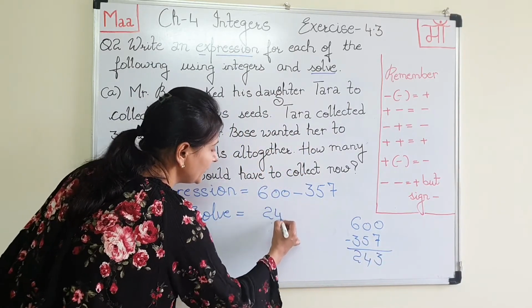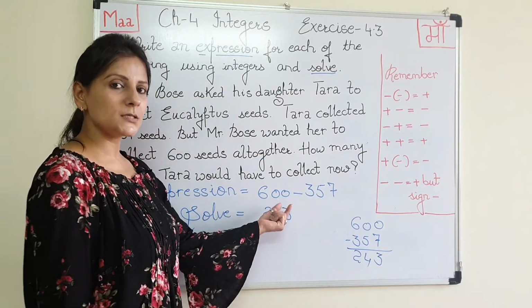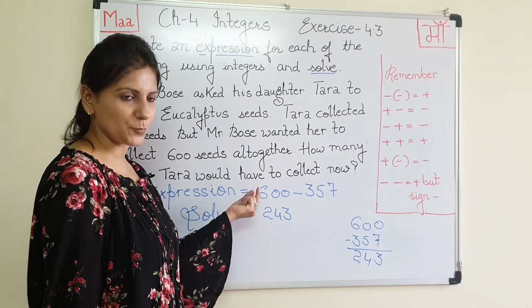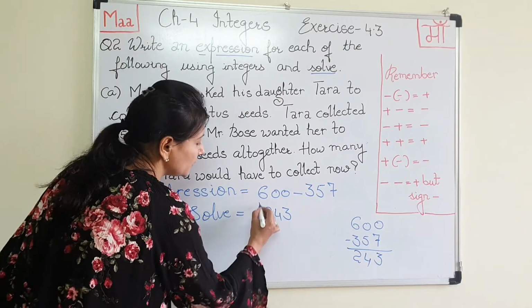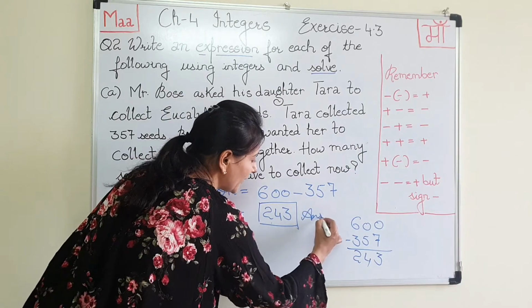So here you will write 243 and the greater integer is 600. Before 600 which sign is there? No sign, that means positive. So 243. So these many seeds are still to be collected by Tara.